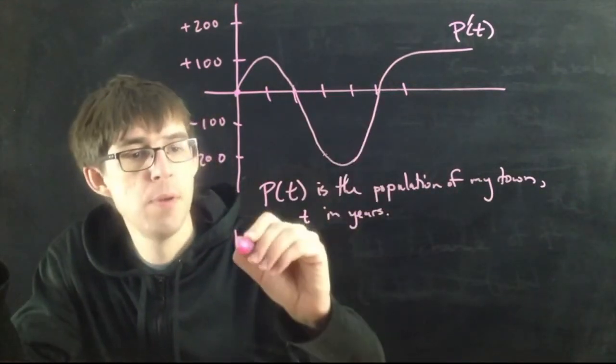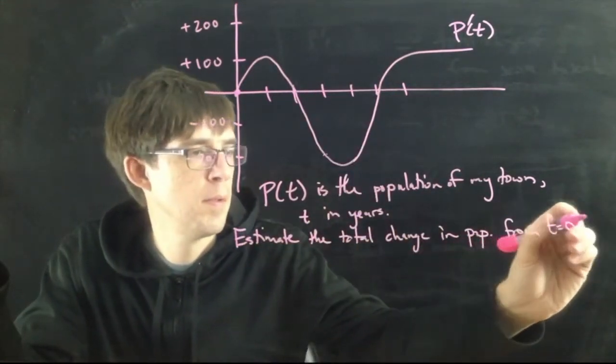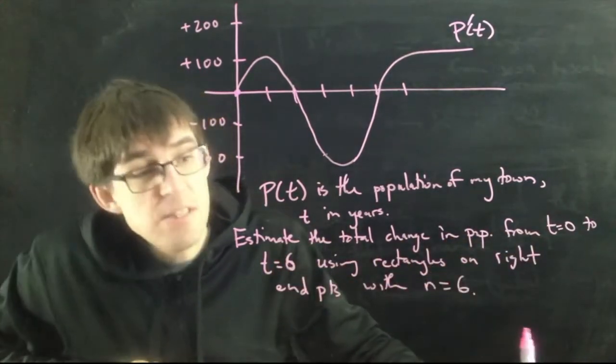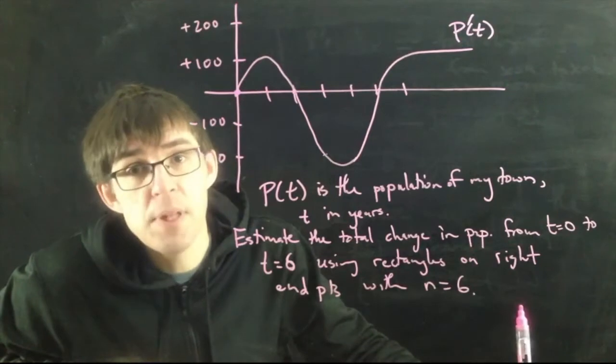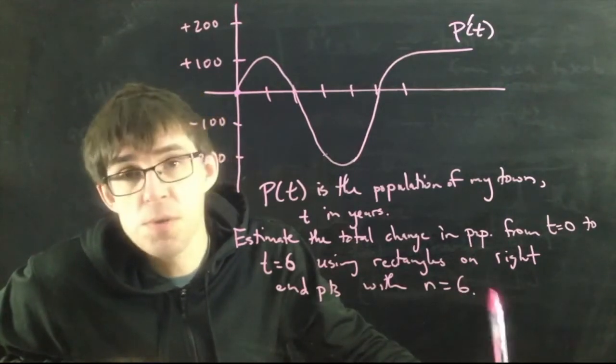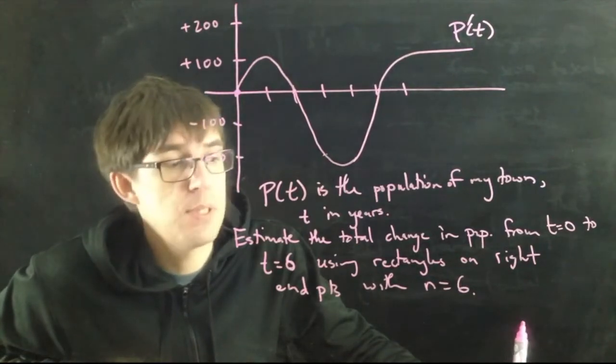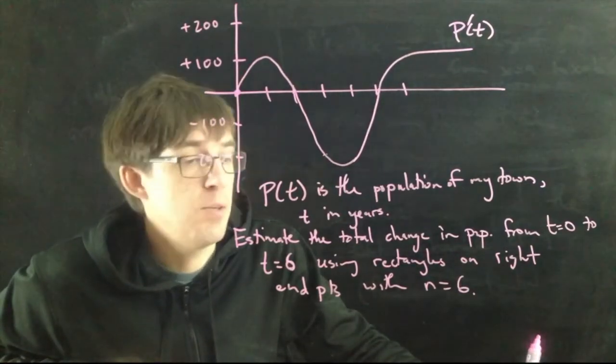Your job is to estimate the total change in the population from time 0 to time 6 using rectangles on the right endpoints and using n equals 6.